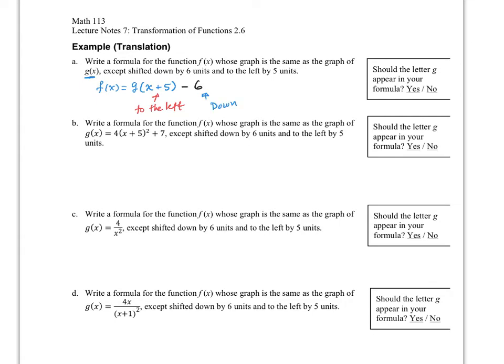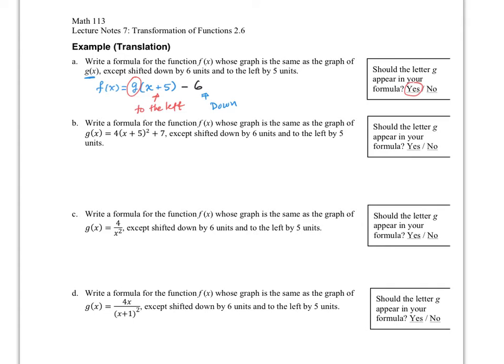Now it is asking if the letter g should appear in the formula. The answer is yes, because g is there. And the reason why we cannot do more from here, like we did in the previous page, is because we don't know what this function actually is. All we know is that these two functions are related by this. Or in other words, this function and this function are exactly the same, except that this one was shifted to the left 5 and down 6.